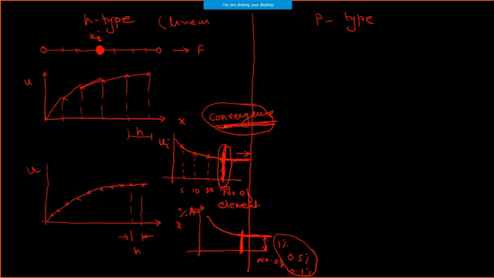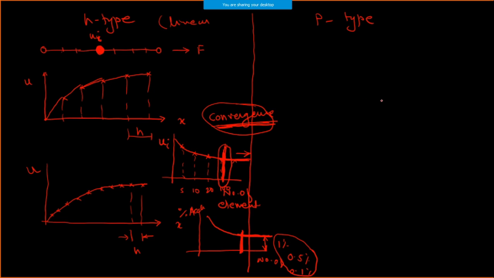If you do some finite element analysis, this question comes into your mind: how many elements should there be? How many nodes should there be? Beyond that, I will not get a more accurate solution. That is the point called convergence.